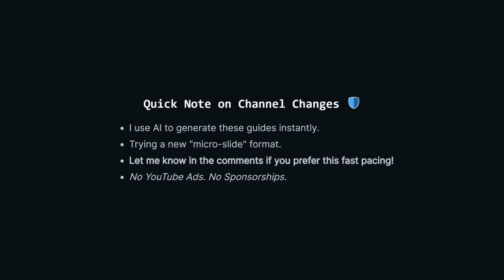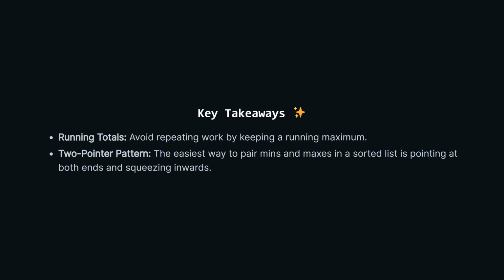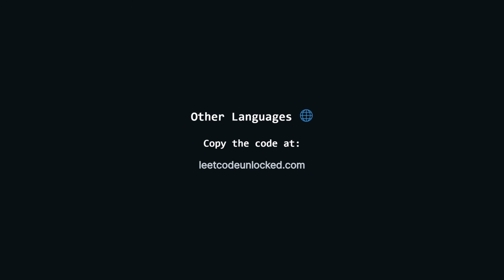Anyway, back to the recap. So the main lessons to take away from this problem. First, whenever you need to frequently check the maximum or minimum up to a certain point, a running total is your best friend to keep things fast. Second, the two-pointer technique is the perfect tool anytime you need to pair up opposite ends of a sorted list. Alright, that covers the Python logic.